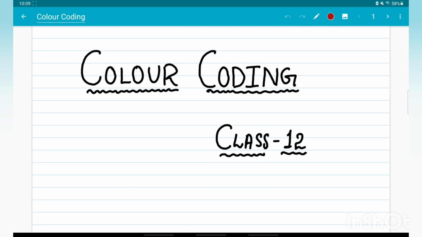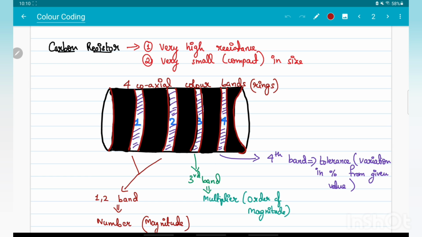So in this video we'll be doing the concept of color coding. This is a small concept but it is very important from your CBSE point of view, and you even get questions in your JEE exams from this concept. So let's start. First of all, what is this color coding used for?